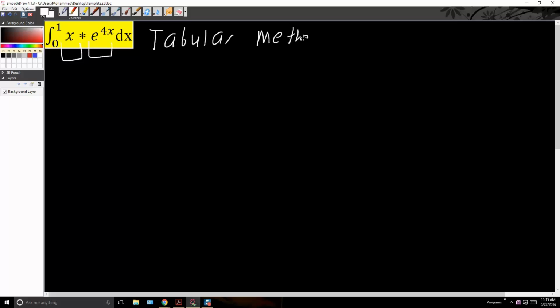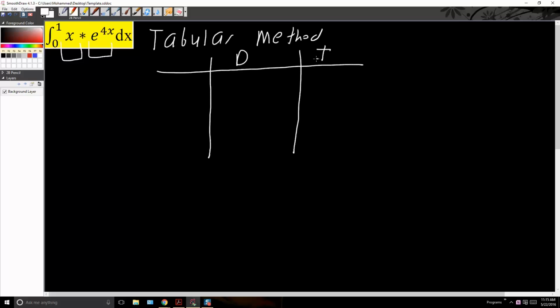Okay, so what we're going to do is first construct our table. One term we will take derivatives, the other we'll take the antiderivative. And it alternates between positive, negative, positive, and it keeps on repeating. So we want to find a term that when we take the derivative, it would become zero. If we take the derivative of this, it would continuously produce new terms. But if we take the derivative of this, we would ultimately get 0. So we would get x, 1, 0.